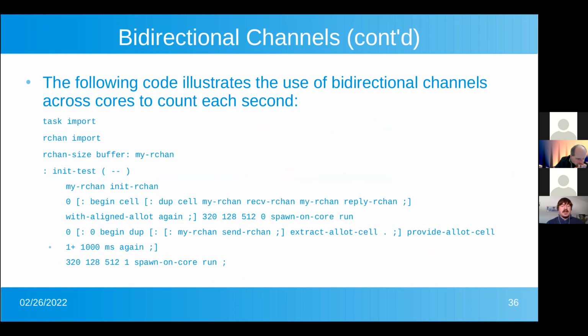And here's a simple code example, which is like the previous examples, but it involves a value being sent from a task on core 1 to core 0, the task on core 0 receiving from core 1, and then immediately replying back the same value. And then the task on core 1 printing the value that it replied back to it.